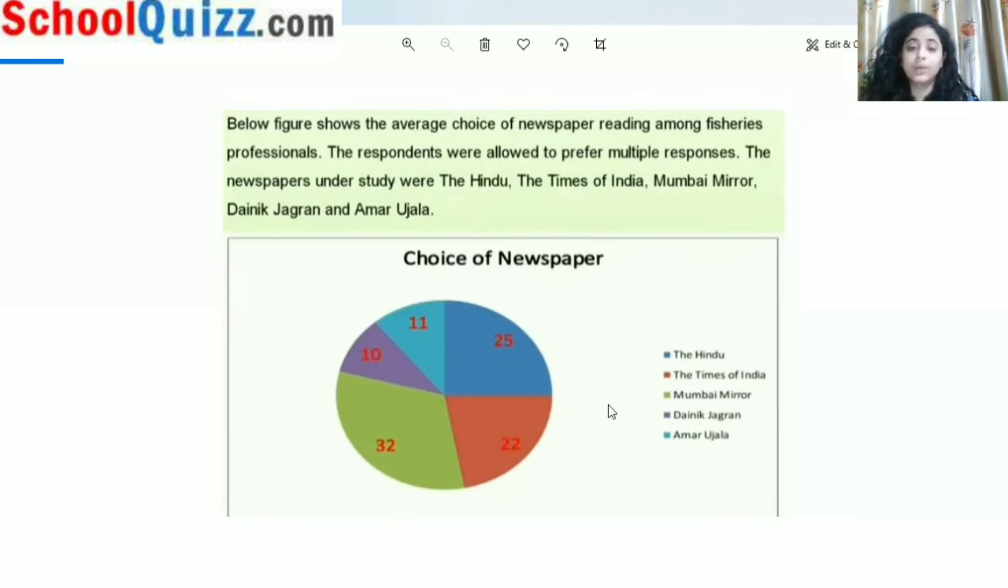And that 25% belongs to the Hindu. 22% belongs to the Times of India. 32% belongs to Mumbai Mirror. 10% to Dainik Jagran, and 11% to what? Amar Ujala. Like that it is given. Okay. So the highest percentage, that is 32%, is given to which? Mumbai Mirror, right? The highest percentage is given to Mumbai Mirror. Okay. I hope I'm clear with it.